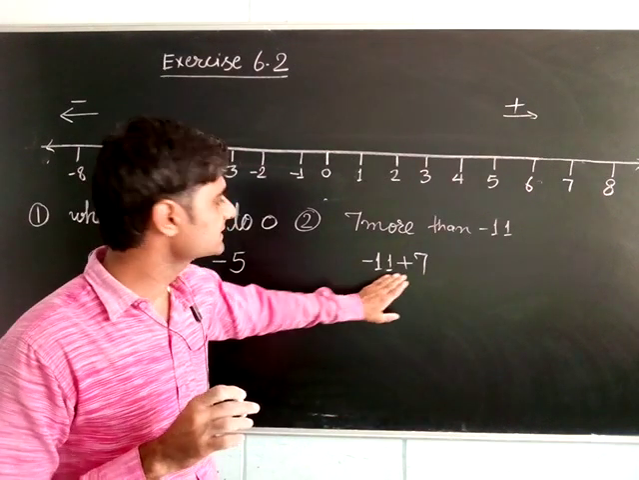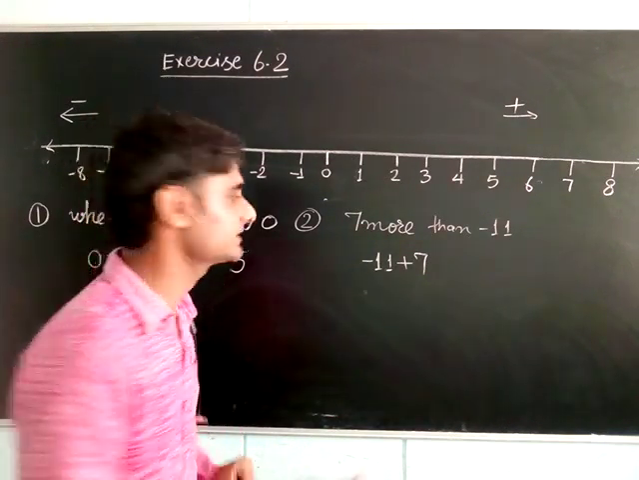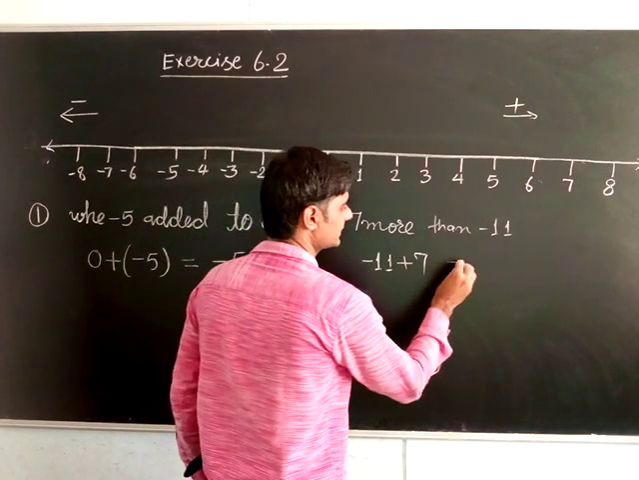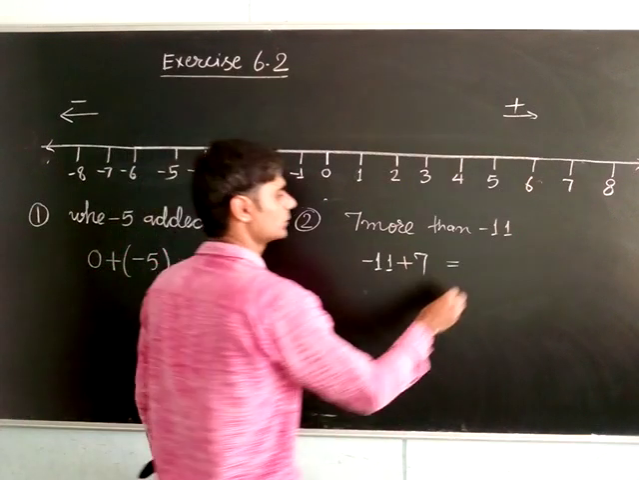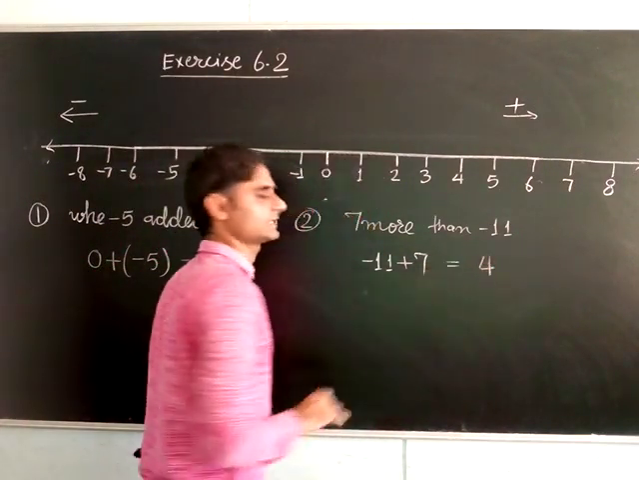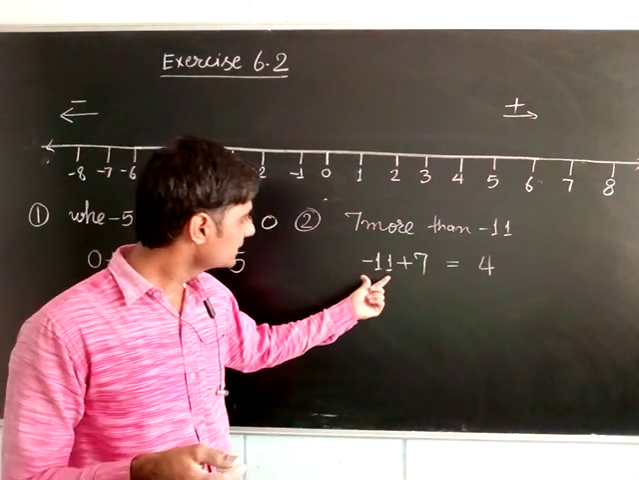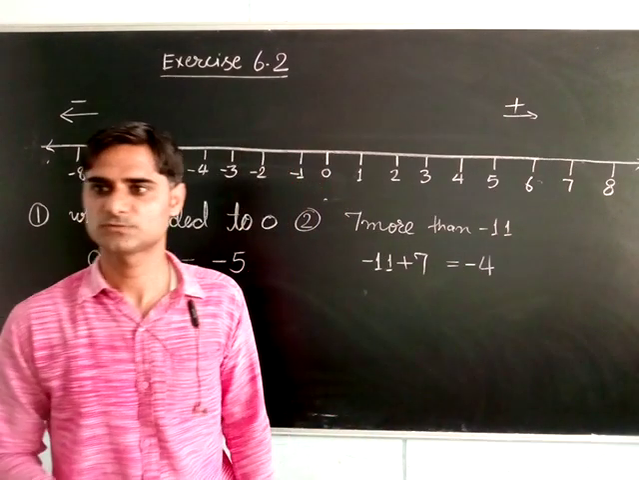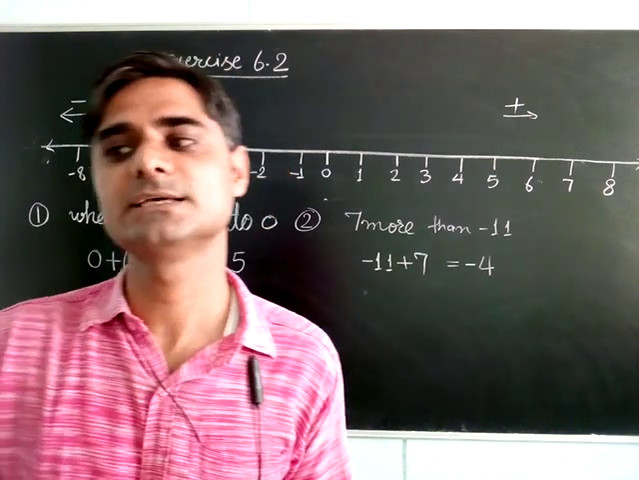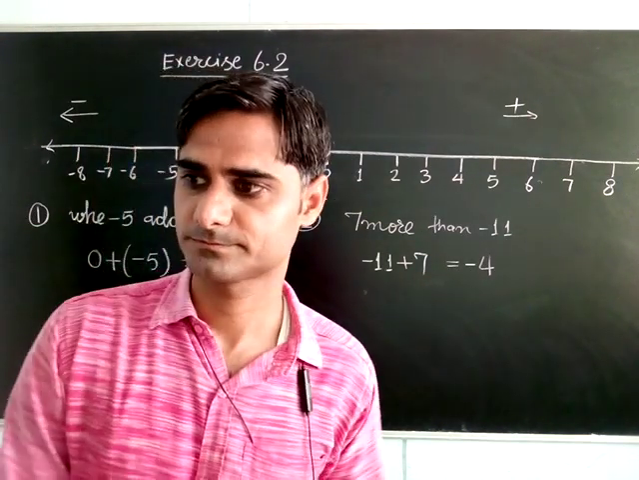So here minus 11 plus 7. Minus 11 plus 7 is equal to, having different sign. Different sign means subtract them. 11 minus 7 is equal to 4. Yes, 4 will come. Now the sign. What sign will be there? This greater number having negative sign. Just put here negative sign. So minus 4 will come. C is correct answer in this question.